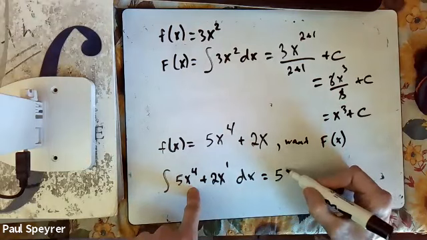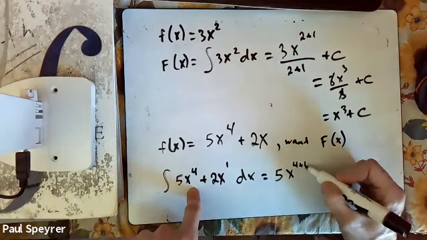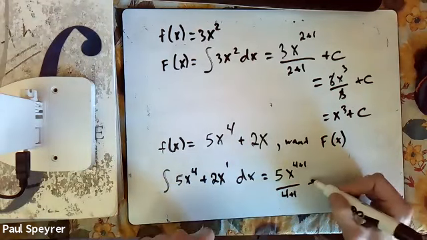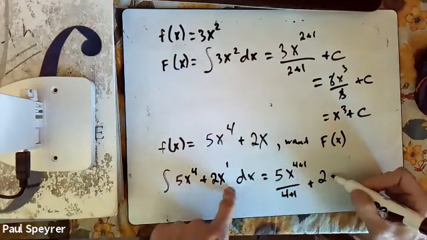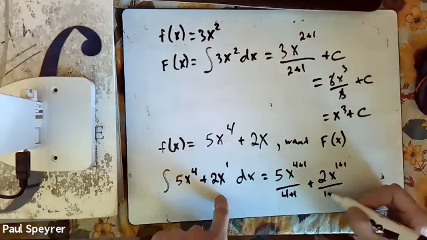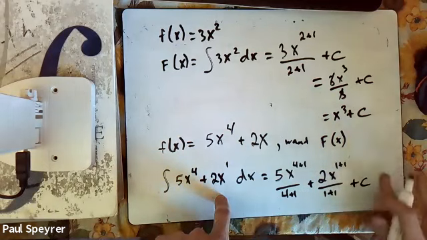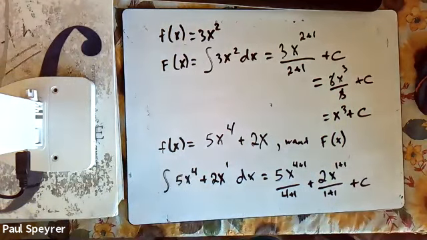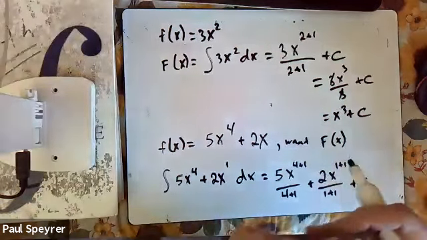So we have x to the 4 plus 1 over 4 plus 1 times that 5, plus this 2, and then x to the 1 plus 1 over the 1 plus 1. Don't forget your plus c, right? We don't have limits right here. We're looking for the general antiderivative. So we're always going to have that plus c.